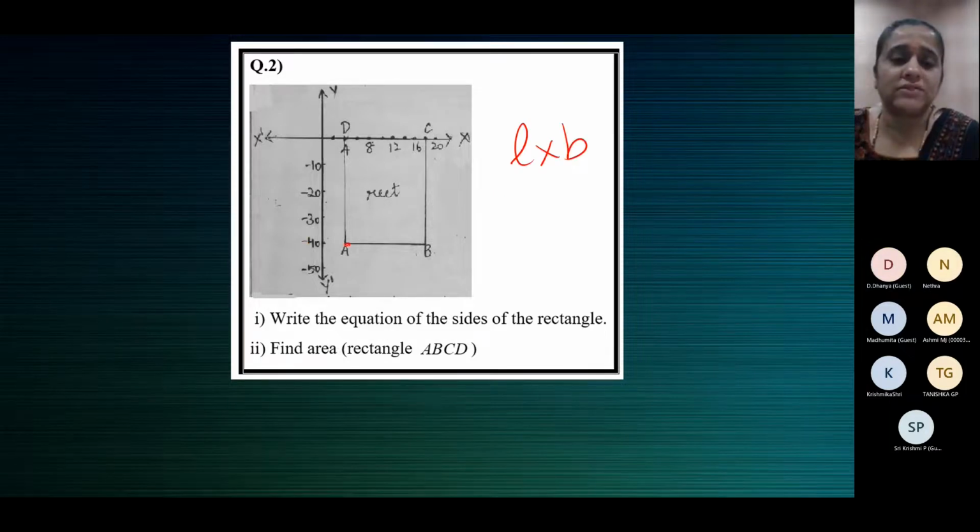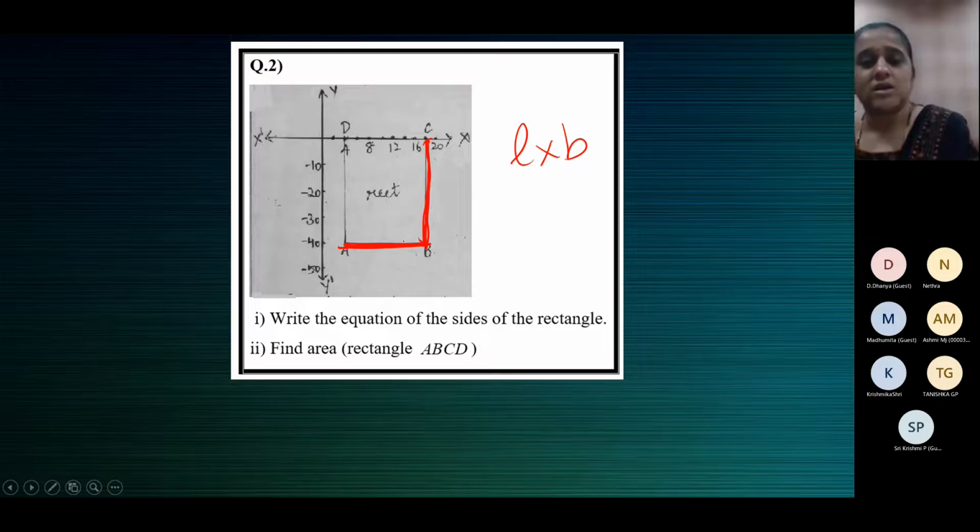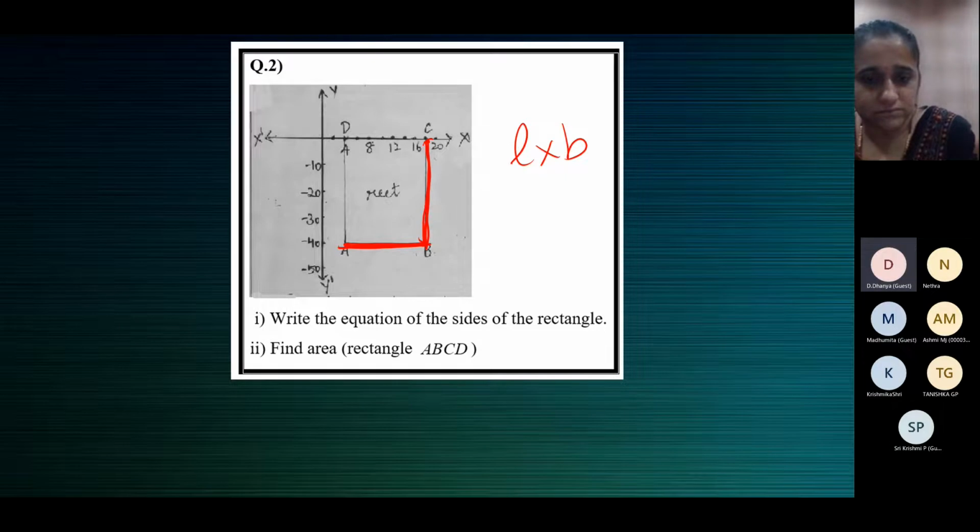So what is the length of the rectangle? What is the breadth of the rectangle? You can take this also as a length. If you feel this is the length and this is the breadth, that's also fine. So I'm taking AB as the length and BC as the breadth. So how much is AB, children? What is the length of AB? How many units?